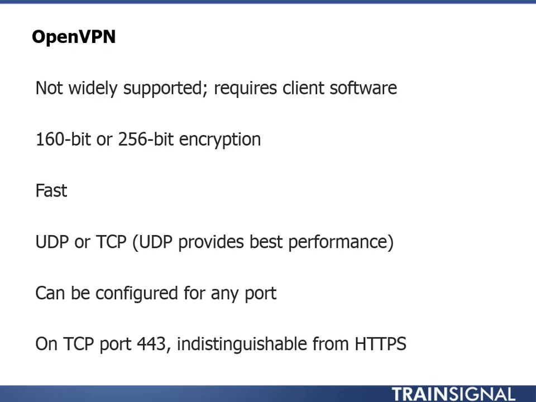Now, in the past, I've required you to memorize some UDP and TCP port numbers for the different VPNs. Well, OpenVPN can use pretty much anything. It can use UDP or TCP. And if you need to bypass a firewall, you just configure it to use TCP port 443. In that case, it looks exactly like HTTPS and the firewall will allow it straight through. So OpenVPN is basically unstoppable, not widely supported, but very fast, and the encryption so far seems to be solid.